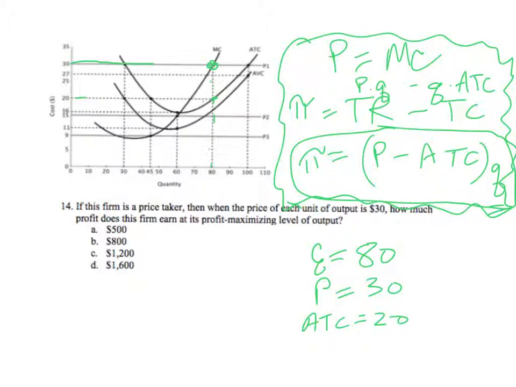So when we plug these numbers into this formula, we get 30 minus 20 is profit per unit. $10 per unit is what we're making on average, times 80. So 30 minus 10 times 80 is 800. So answer B is the correct answer.